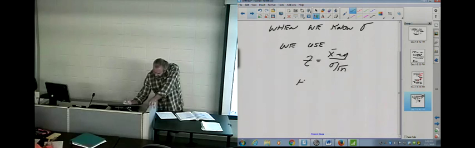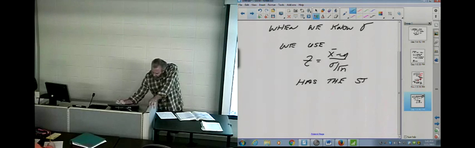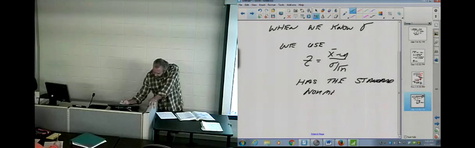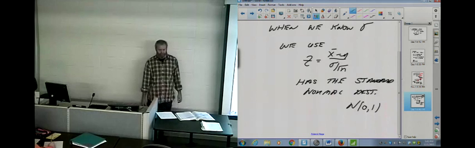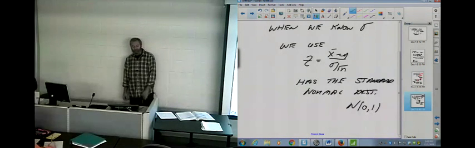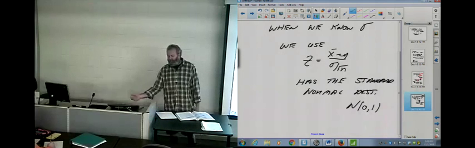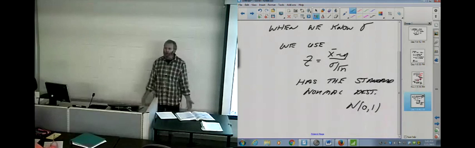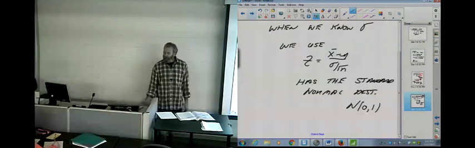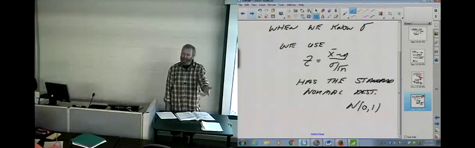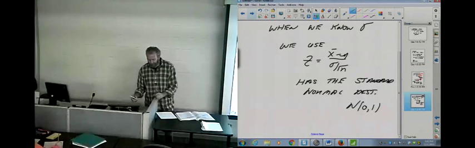It has the standard normal distribution. What I'm talking about is it's normal with a mean of 0 and a standard deviation of 1. That's the one you've been using since we first saw the sampling distribution of x bar. We used it when we talked about confidence intervals, test of significance for mu where sigma was given. There's only one standard normal. It's the table A that's in the back of your book. Okay?